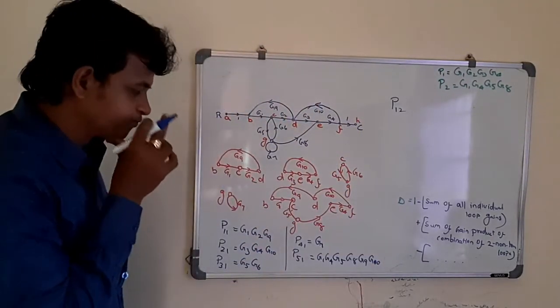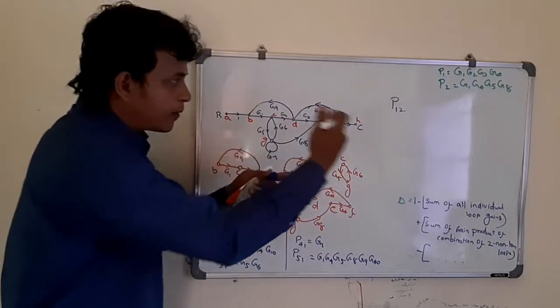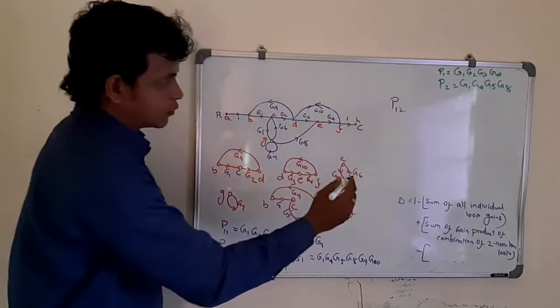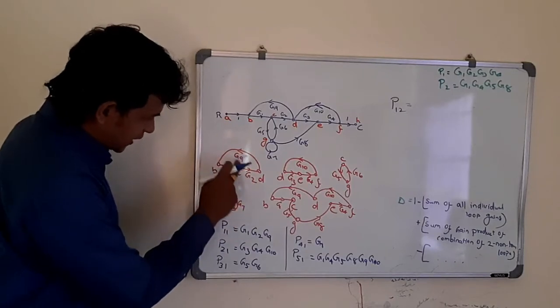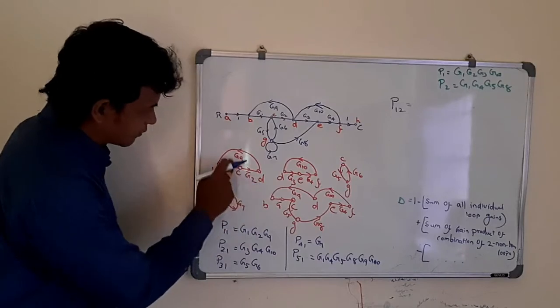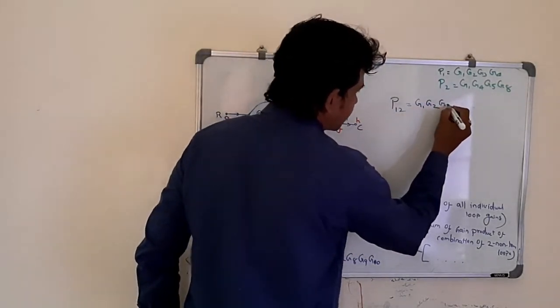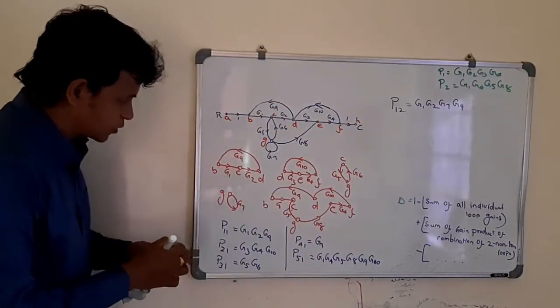P12. Just look at the suffix, how I am making the suffixes. First combination of two non-touching loops is equal to G1 into G2 into G9 into G7. I am writing it in order: G1 into G2 into G7 into G9. So the first combination of two non-touching loops is over.